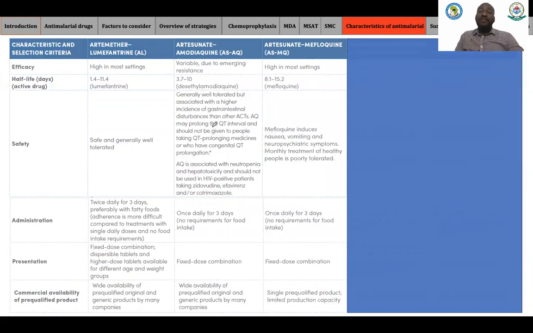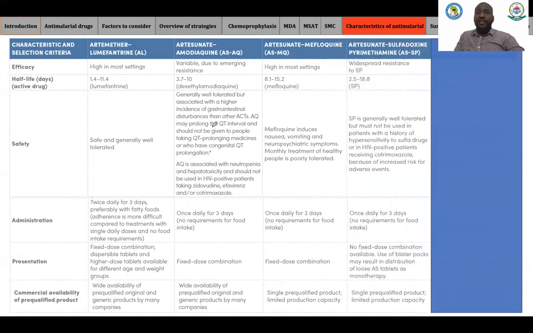Another one would be artesunate mefloquine. The efficacy is high in most settings, and it has a slightly higher half-life, from 8 to 15 days. So you might want to consider whether or not this is a drug you want to use, especially in conditions like seasonal malaria prevention, where you want to protect them for a longer time, say every other month. And this is where people are given monthly treatment with drugs that are well tolerated, for example, in places where you do SMCs. And administration is generally once daily for 3 days, and fixed dose combination is available for these drugs.